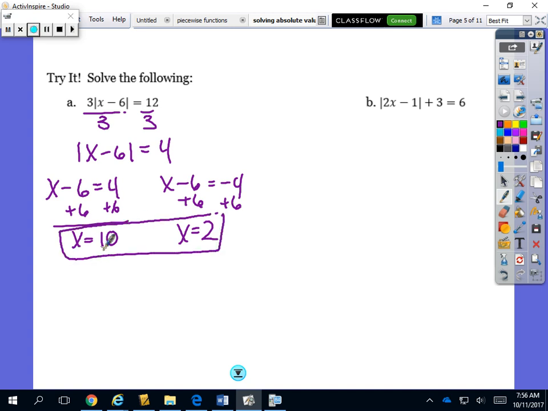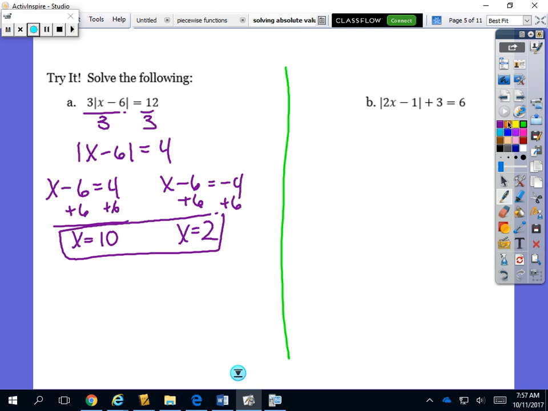Check: 10 minus 6 is 4, and 4 times 3 is 12. 2 minus 6 is negative 4. Absolute value of negative 4 is 4, times 3 is 12. Yes.